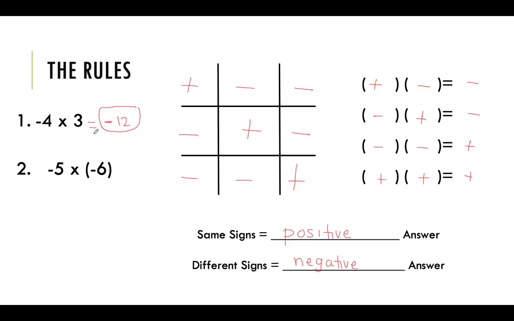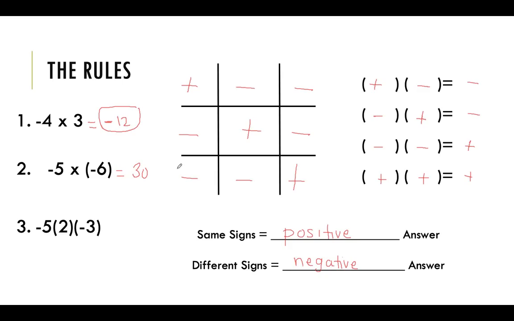If we look at the next example, we have negative 5 times negative 6. Well, using our tic-tac-toe board, a negative times a negative equals a positive. So then I just have to worry about what 5 times 6 is. Well, 5 times 6 is 30.